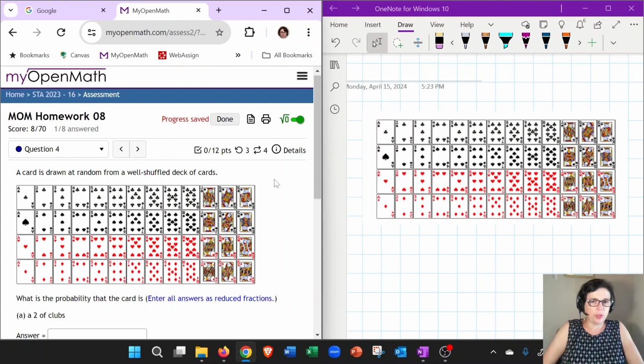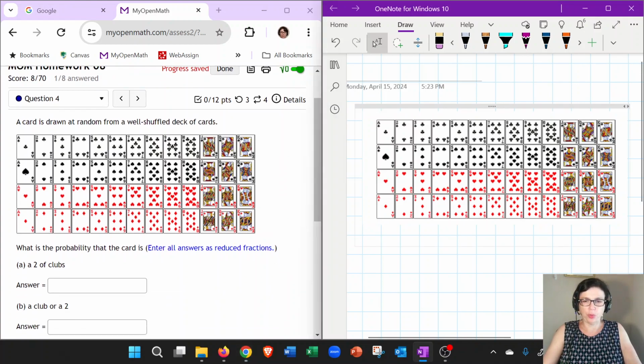Hi guys, in this video we're going to take a look at the additive rule, but this time it's an application to a deck of cards kind of question. So here I have a deck of cards. I just copied the image. And what you should know is that the standard deck of cards has 52 cards total, and there are actually 13 of each suit. So 13 clubs, 13 spades, 13 hearts, and 13 diamonds.